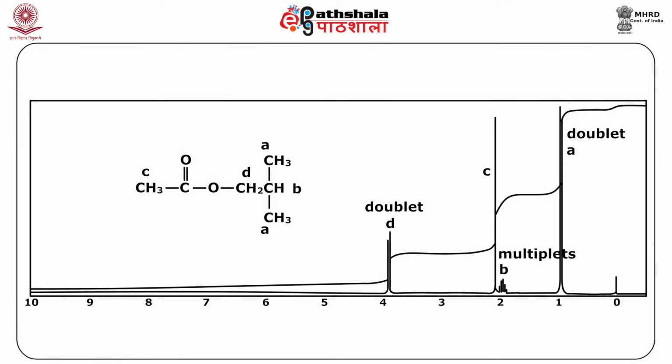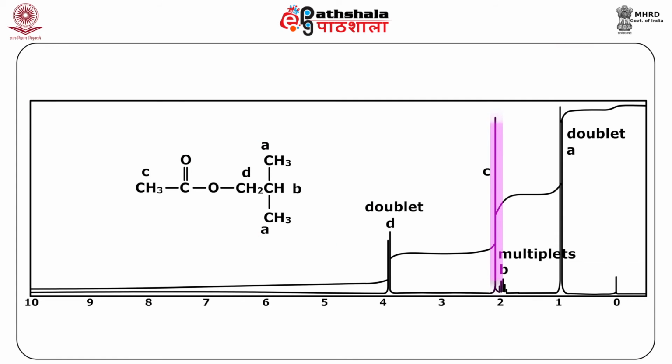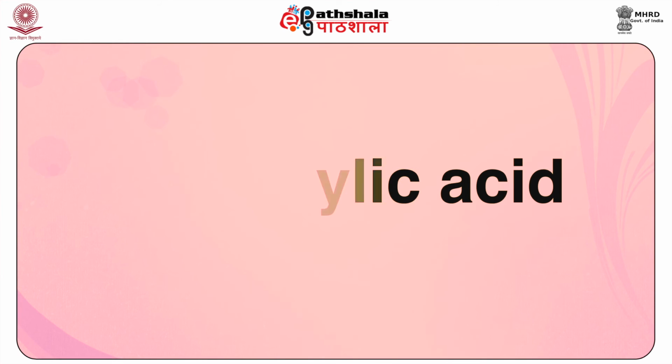Now, for understanding the spectrum of esters, let us have a look at the NMR proton spectrum of isobutyl acetate in the figure. A sharp singlet at 2.1 ppm is due to the presence of the CH3CO group. The protons on the carbon attached to the oxygen atom appear at 3.8 ppm as a doublet due to the coupling with the methine group proton.